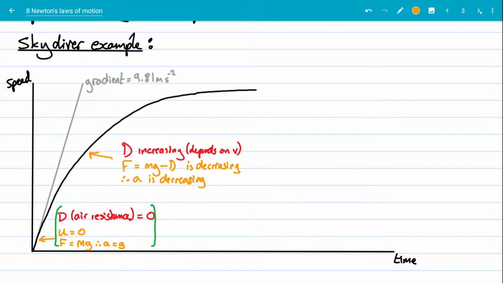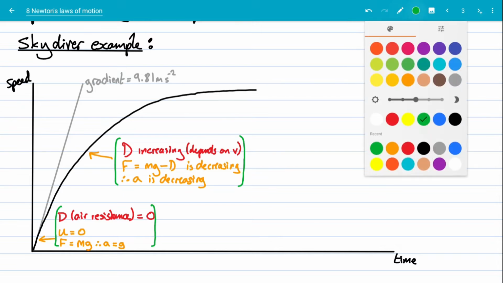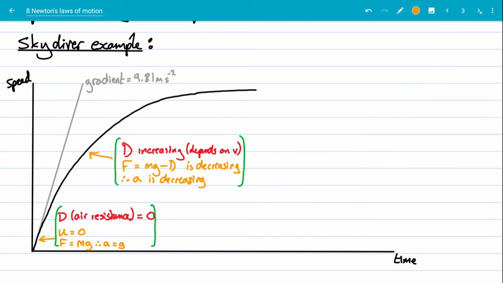Now, do not be mistaken here. The speed is still increasing. Even though there's air resistance, the air resistance does not cause a reduction in speed. It causes a reduction in acceleration. But the body is still getting faster. Okay, this is how it works. Until we get to here.